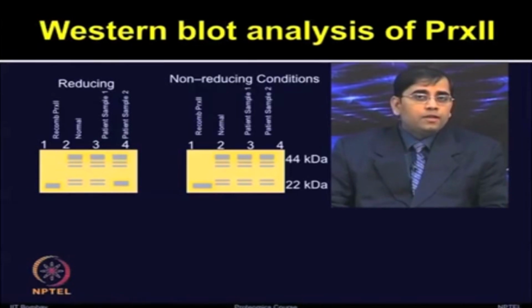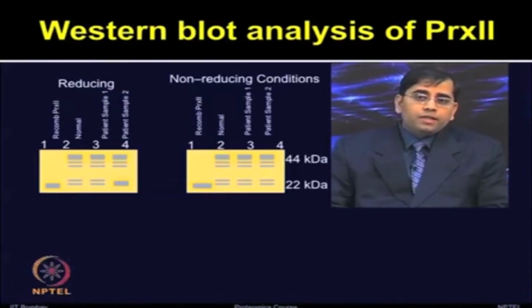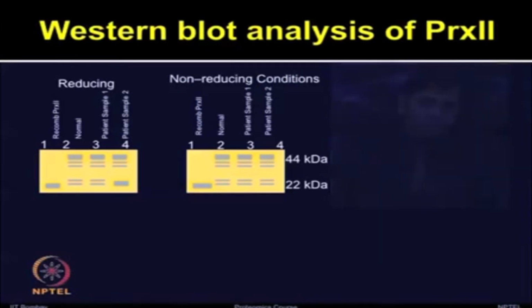So, they performed the Western blot in both reducing and non-reducing conditions, as you can see in the slide, and then they loaded different samples including recombinant peroxiredoxin, normal or healthy individual, patient sample 1 and patient sample 2. The Western blot result showed that PRX2 is present in the monomeric form at 22 kilodalton, as you can see from the molecular weight mentioned in the slide, in the reducing condition, and in the dimeric form at 44 kilodalton under the non-reducing conditions.